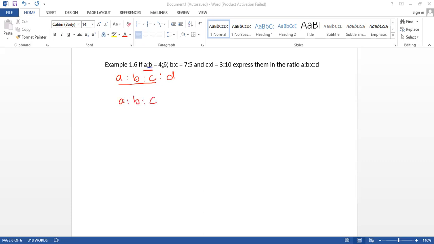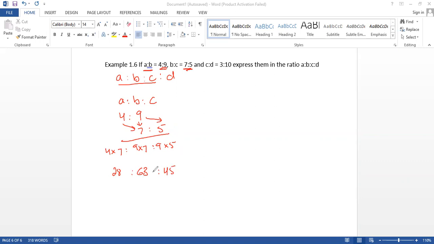Now, A is to B is 4 is to 9. And then B is to C is 7 is to 5. We'll solve it in the way that we do it. So 9 into 7. Go towards the right. So 9 is to 5. And 4 is to 7. So this is going to give you 28 is to 63 is to 45.